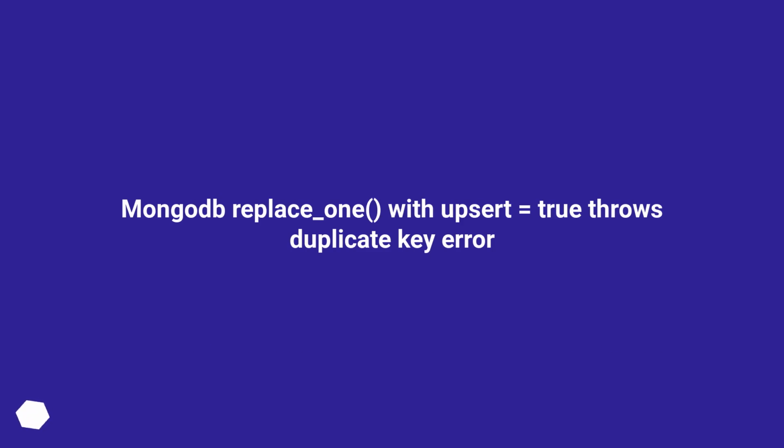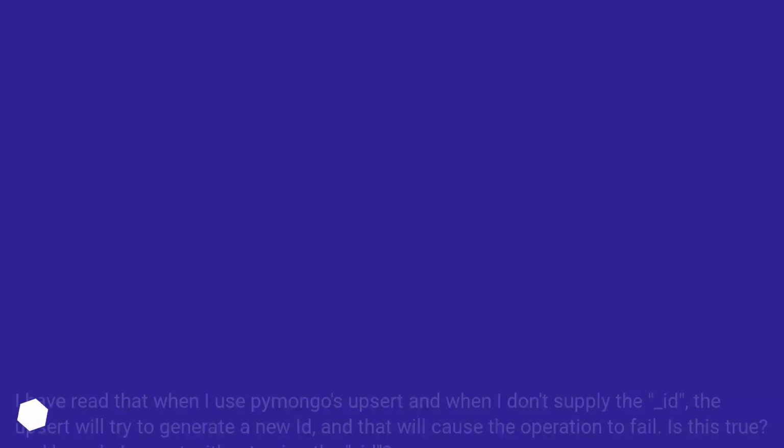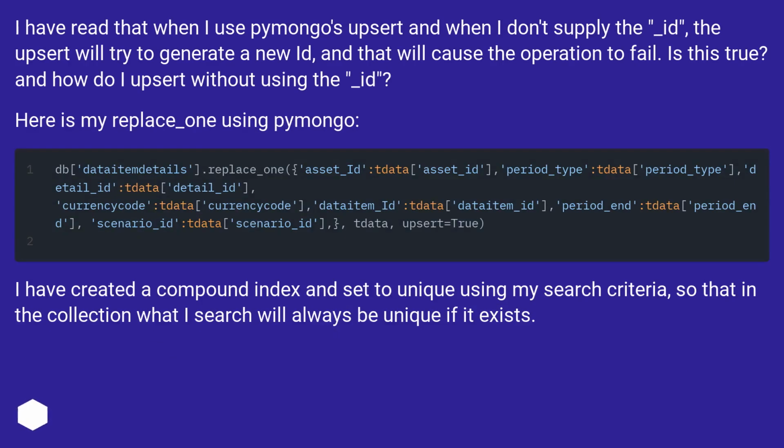MongoDB replace_one with upsert equals true throws duplicate key error. I have read that when I use pymongo's upsert and I don't supply the _id, the upsert will try to generate a new id, and that will cause the operation to fail. Is this true? And how do I upsert without using the _id?